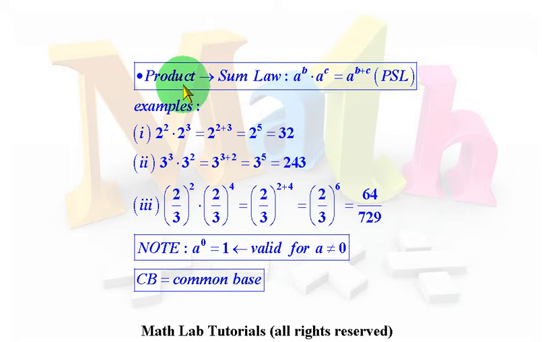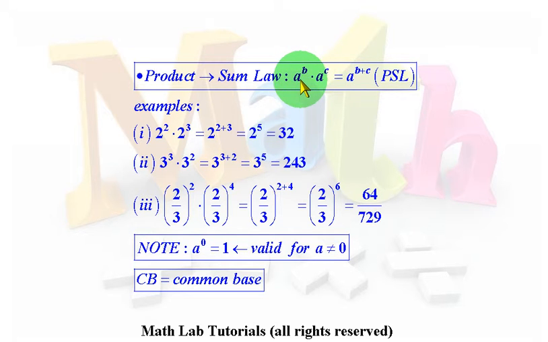The first law we'll be dealing with is the product-sum law. It reads a to the power b dot a to the power c is a to the power b plus c. I abbreviate that as PSL. Now let's see what this is really saying. Notice the a and the a match, and we have a dot in between. So we have a common base here, base a, but the exponents may be different.